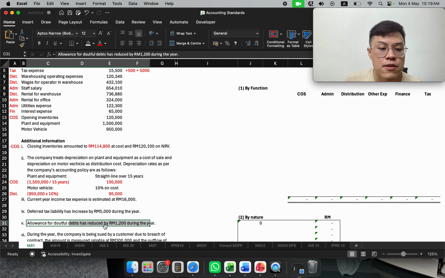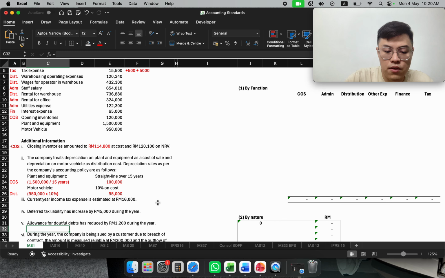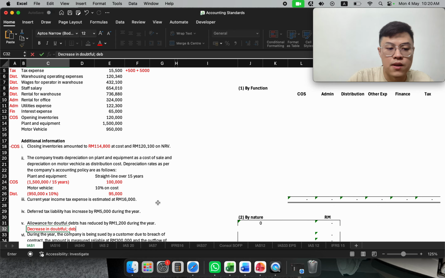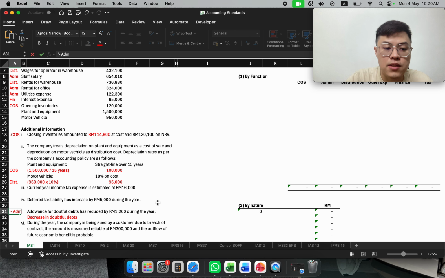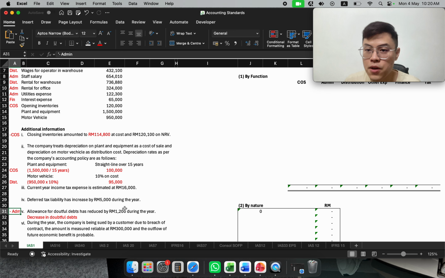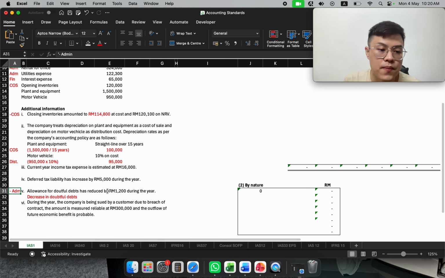Allowance for doubtful debt has reduced to 1,002. So this is actually a decrease in doubtful debts. So it's our income or reduction in expenses. And doubtful debts, we will treat under admin. So admin cost later will reduce. Bad debt, we also put under admin, but it will increase your admin expenses.